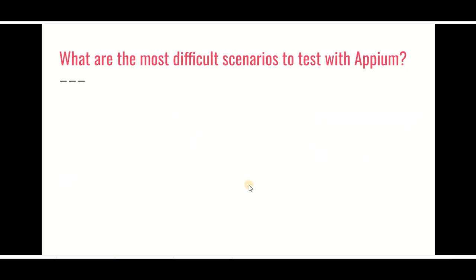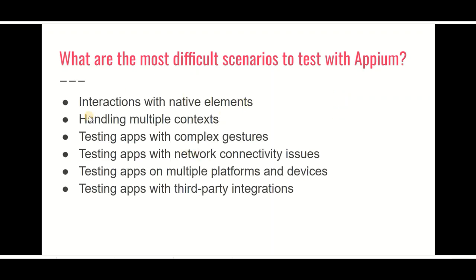The next one. What are the most difficult scenarios to test with Appium? It's a very common question. Here are a number of bullet points. Number one, the most common challenges, or most difficult scenarios, to automate through Appium. Number one is interaction with native elements. It means interacting with native elements like alerts, pop-ups, and context menus can be challenging as they require a different set of commands compared to testing web elements.